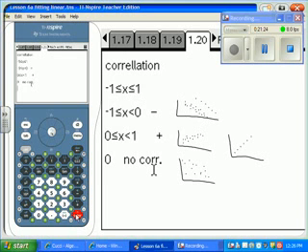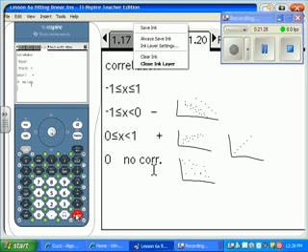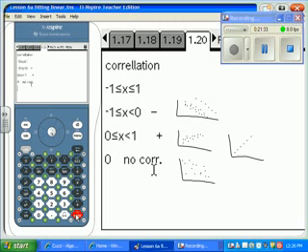Correlation only has one L. The closer you are to 1, the better the line of fit.